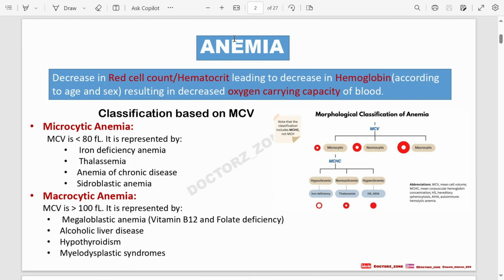So, what is anemia? Anemia is a decrease in the red cell count or hematocrit, which leads to a decrease in the hemoglobin concentration according to the person's age and sex, which results in decreased oxygen carrying capacity of blood.